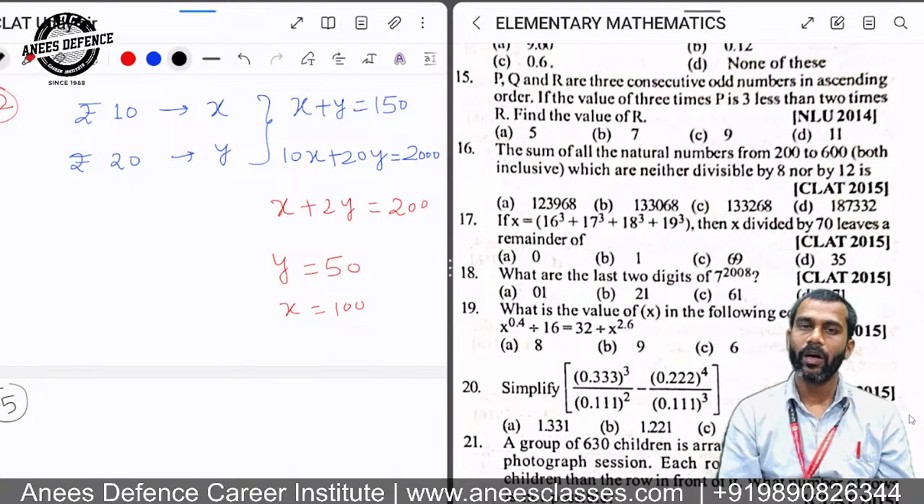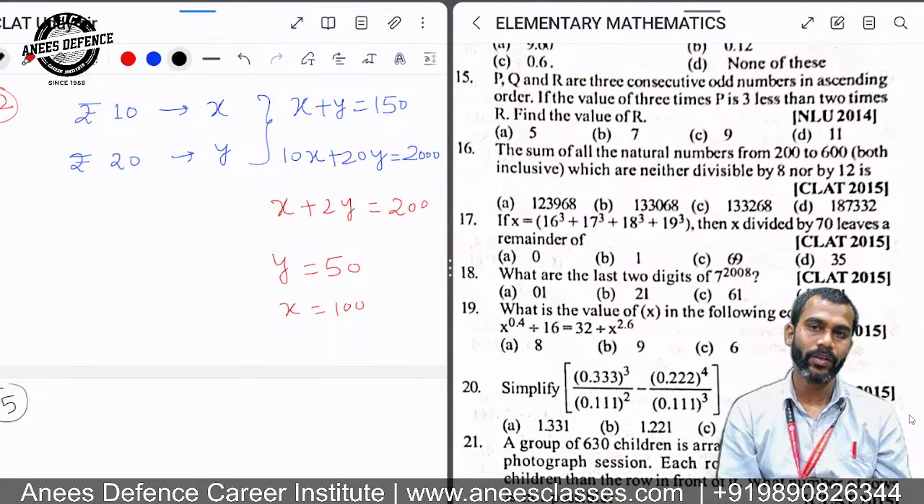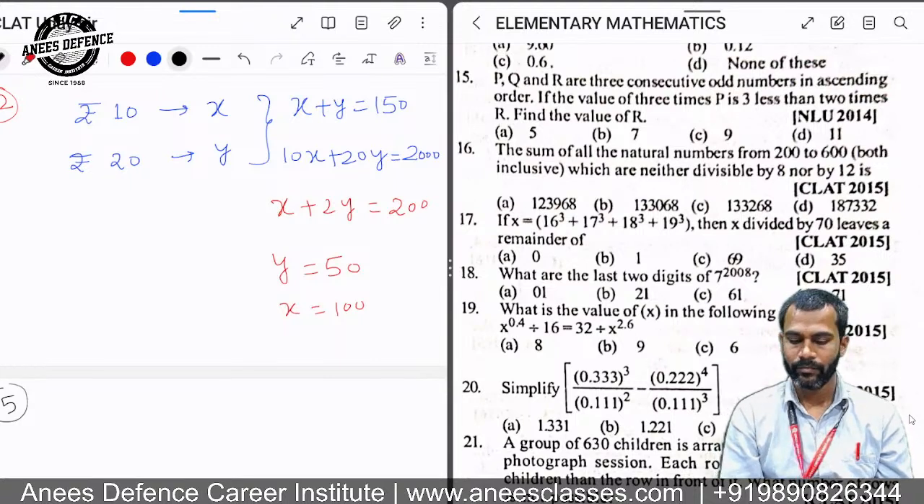P and Q and R. These are the three consecutive odd numbers in ascending order. If the value of 3 times P is 3 less than 2 times R, find the value of R. Very easy. A similar question we have solved yesterday also.